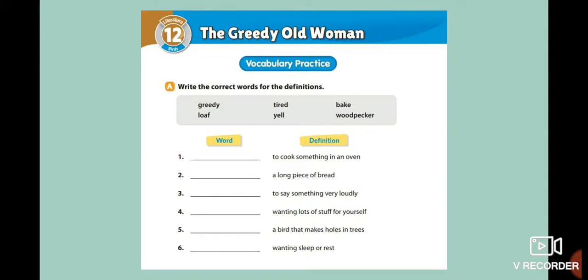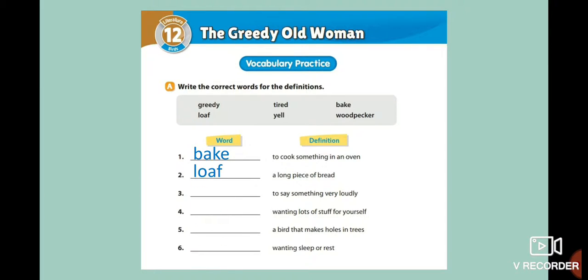These are the activities that we developed today. The Greedy Old Woman, and first we practice the vocabulary. For example, to cook something in an oven. This one is bake. For example, when you bake bread, when you bake a pie, etc. So to cook something in an oven, bake.